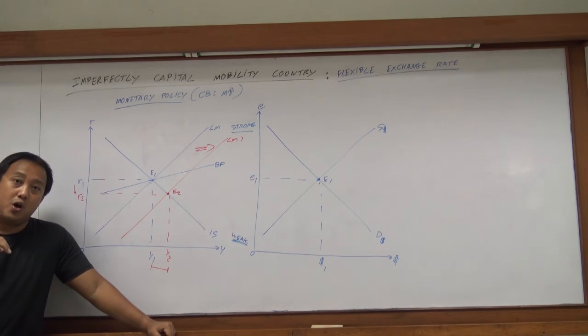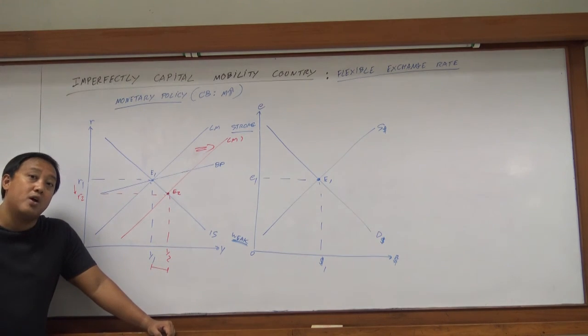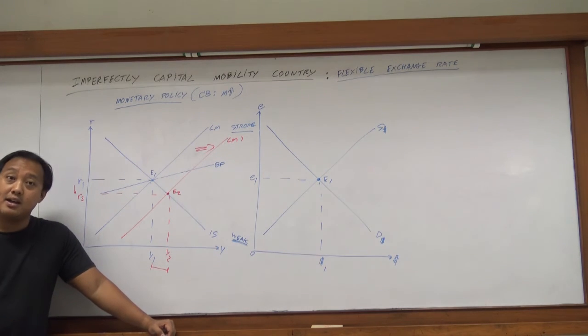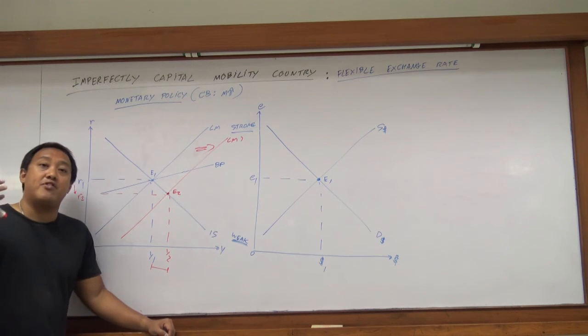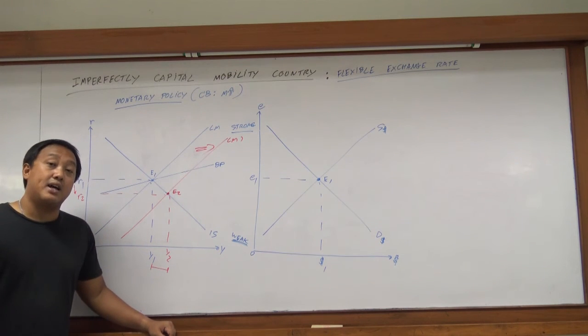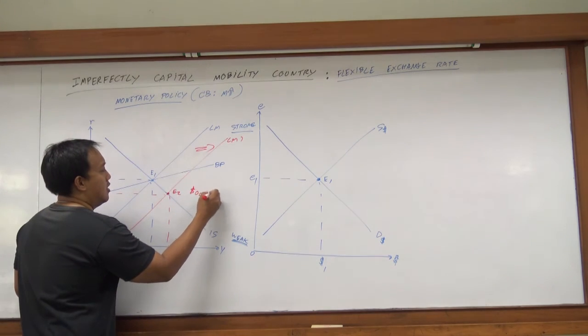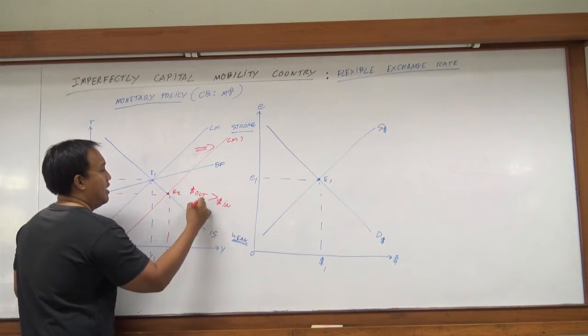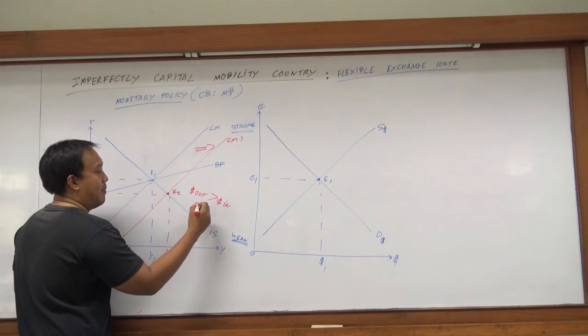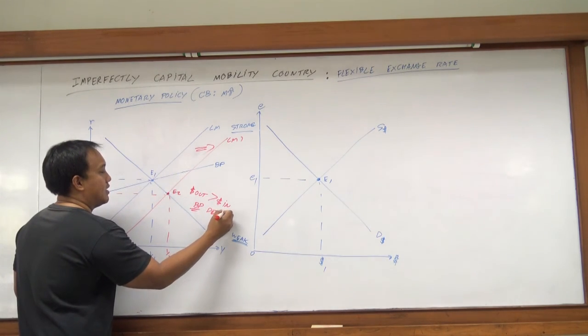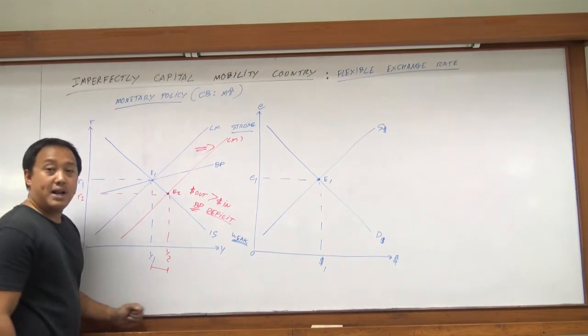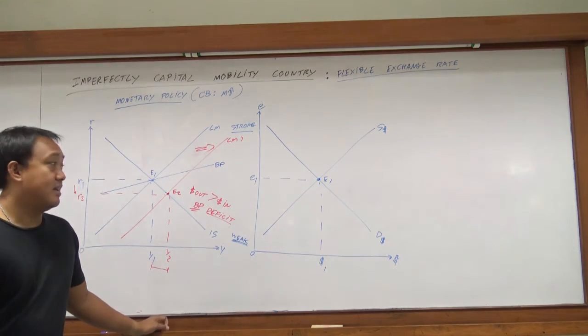When the real interest rate is too low, the capital starts to move out because the return in our country is lower. They try to move the money out to invest in other countries that offer a higher real interest rate, right? So the money moving out is more than the money moving in. When more money moves out, the balance of payments becomes a deficit.